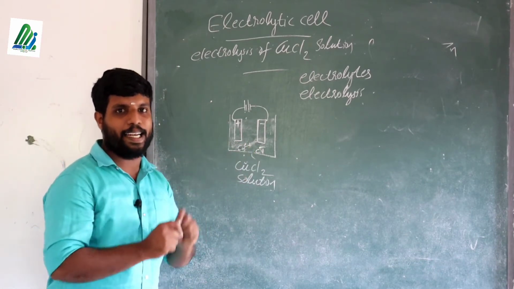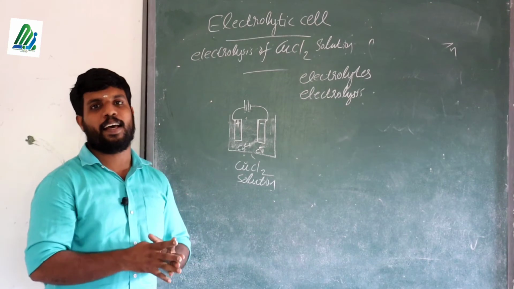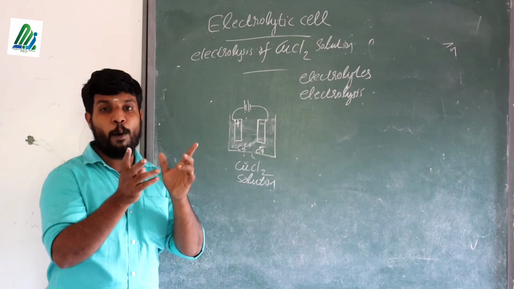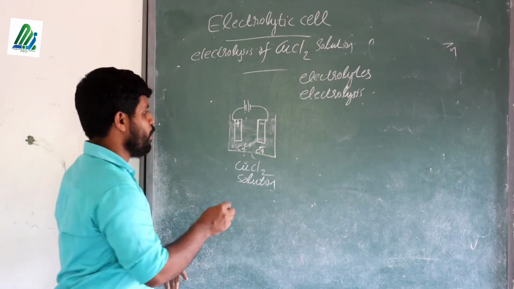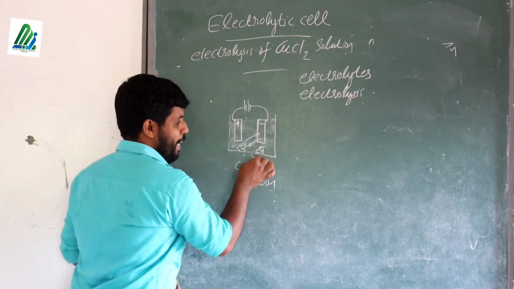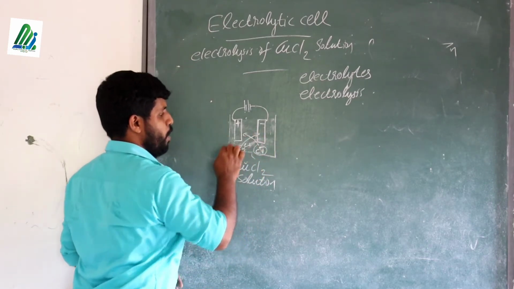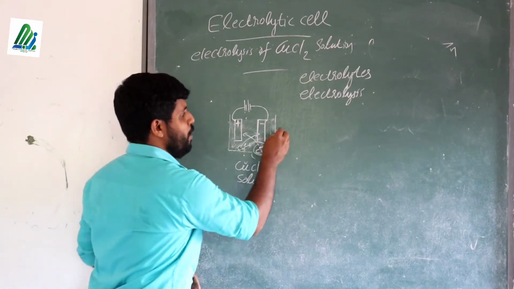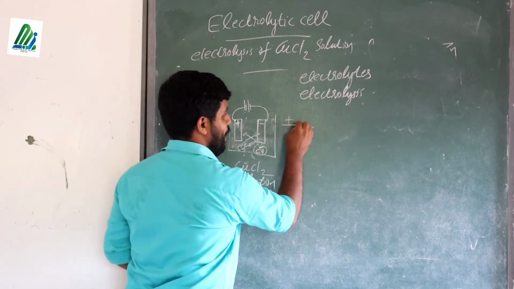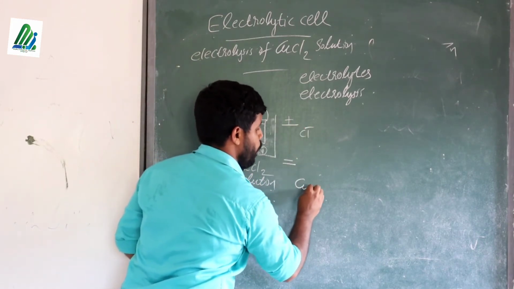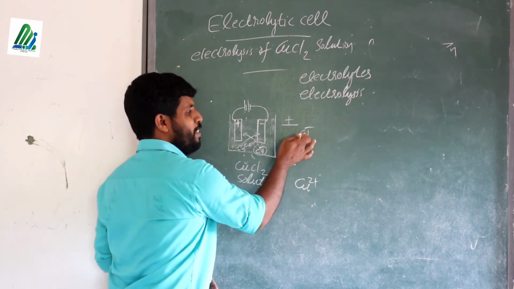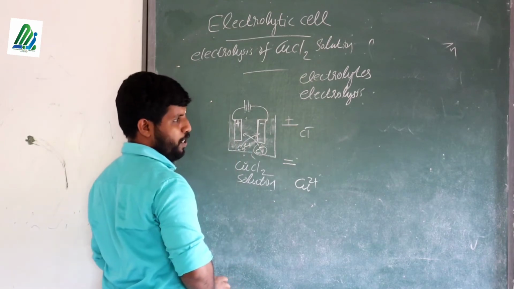At the time of passing electricity through the solution, the opposite charges are attracted. So the Cu2+ ions move towards the negative electrode, and the Cl- ions move towards the positive electrode. The positive electrode attracts the Cl- ions, and the negative electrode attracts the Cu2+ ions.